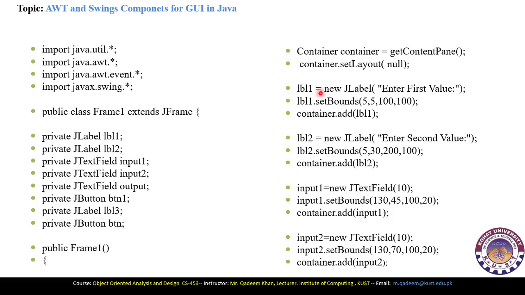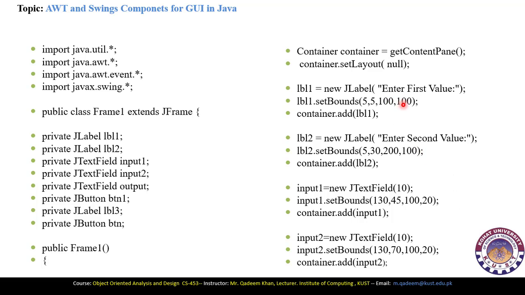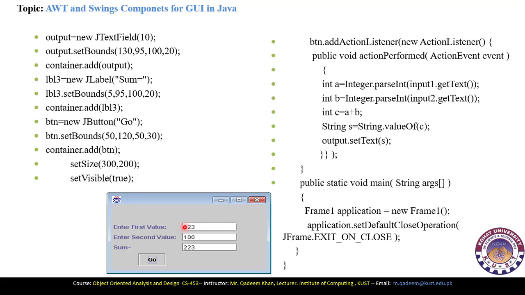Now first we have defined here label1, which was just declared here. So label1 is equal to new JLabel, enter first value, and this label is displayed here on the screen by using 5,5 and 100,100. For example, I will show you in the output: the first point 5,5 is here. The second point in the code, which is in fact 100,100, its position is here. So starting from this position to this position, this label will be displayed.